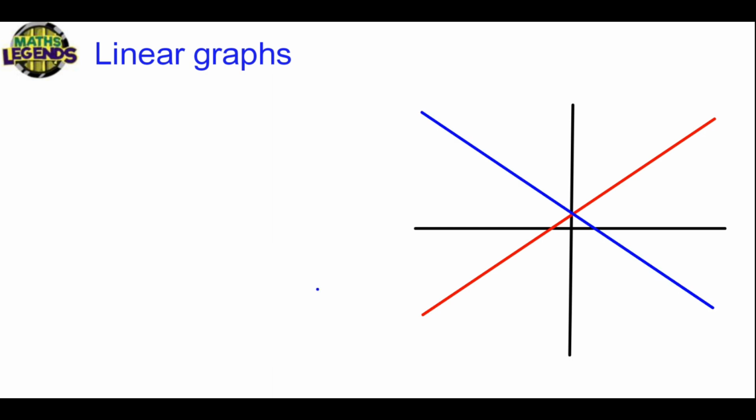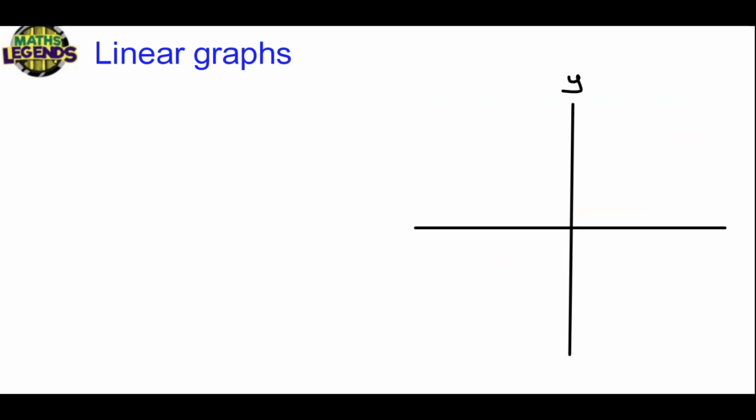Linear graphs. So a linear graph is essentially any graph that is a straight line. For example, this red line is a linear graph. Now this is increasing. You could also have a decreasing linear graph, for example, the one drawn in blue. Now your graph will have a y-axis and an x-axis.